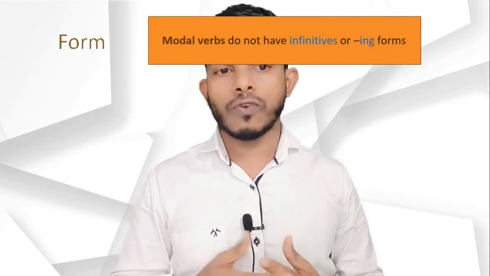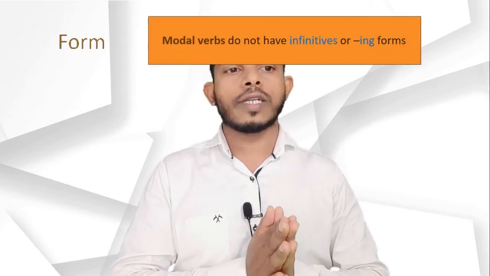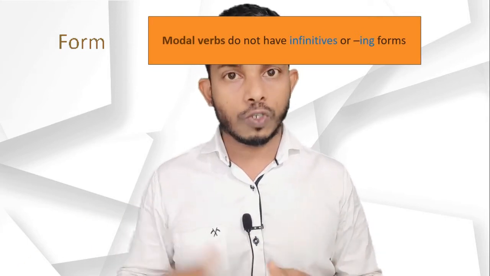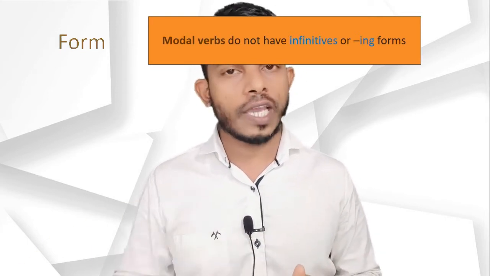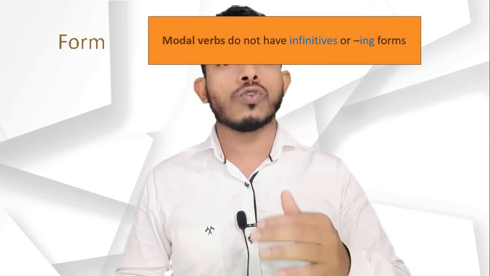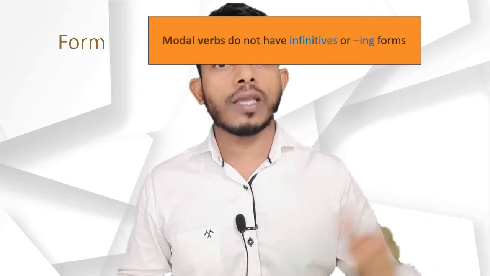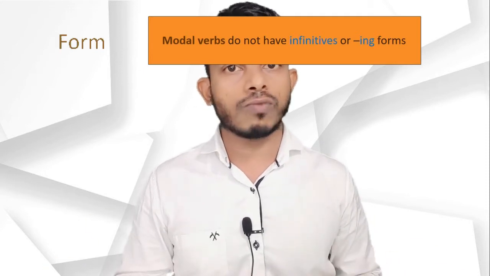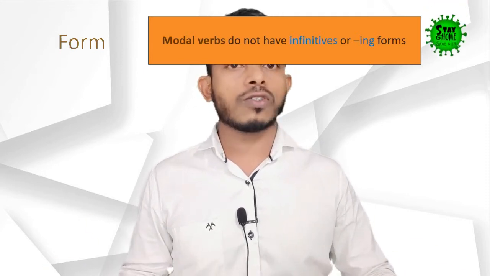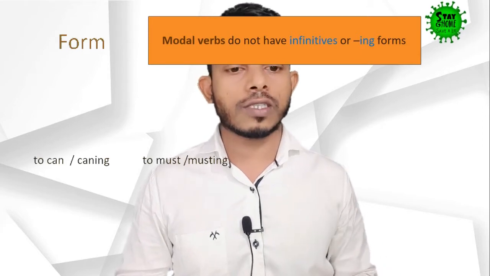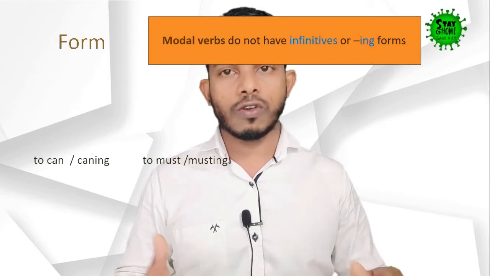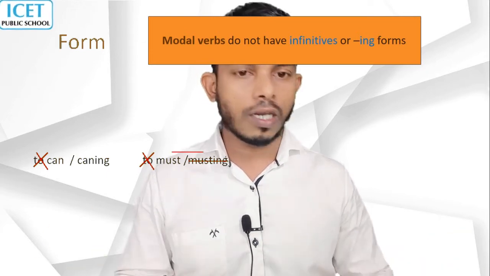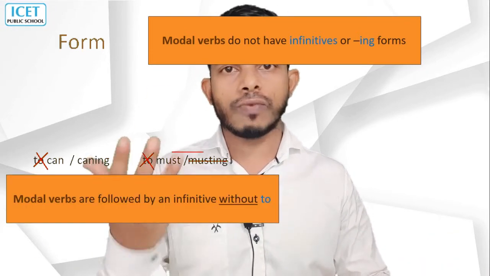Then the forms: we said that modal verbs do not have infinitive or ing forms. That means no infinitive. We won't use "to can", or "to put", or "to may", like that. We don't use the to-infinitive, and we will not use ing forms. So already all that we have discussed. For example, "to can" or "canning", "to must" or "musting", both are wrong.